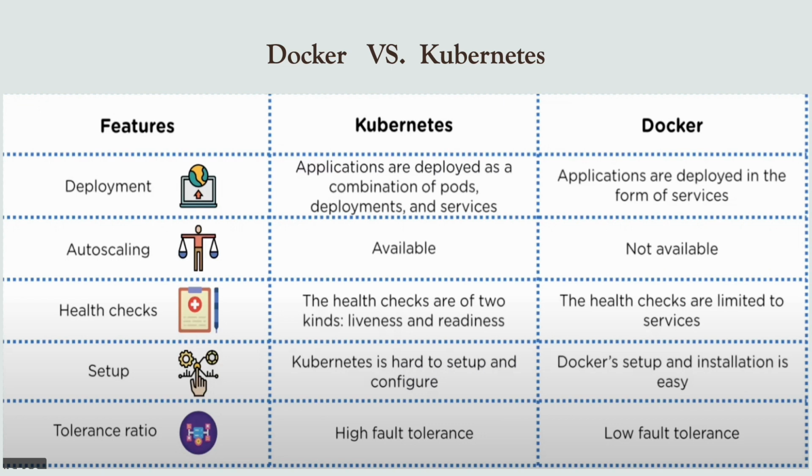The setup: Kubernetes is hard to set up. It's complex to set up and configure, but once it's set up, it's highly scalable and performant for large applications. Docker is easy to set up and install, and relatively easy for a small application. Fault tolerance: Kubernetes is highly fault tolerant and can run hundreds and thousands of containers, and Docker is low in fault tolerance and is suited for small applications.